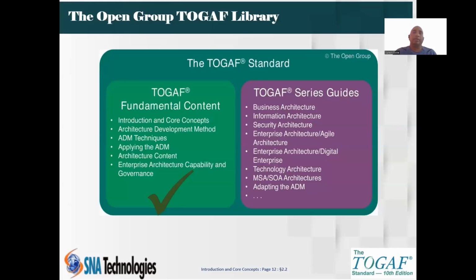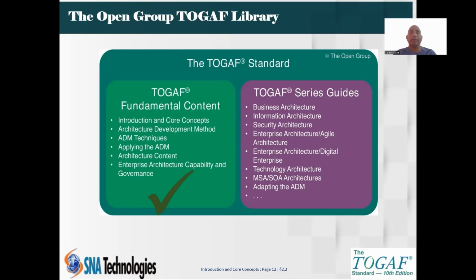TOGAF standard. So TOGAF standard, as I said, is divided into two main components. One is called the fundamental content and the other one is the series guides. As I said, this fundamental content is the content which is coming from the previous version, which The Open Group thinks is the stable content.